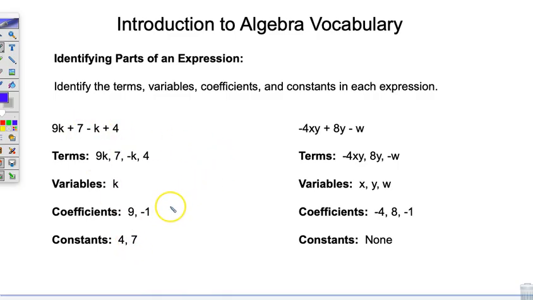Something really important to look at when you are selecting these items, always make sure you look in front of the number or the variable and take that sign with it. So let's look at the next example. In this one, there are three terms: negative 4xy, 8y, and negative w. There are three variables, x, y, and w.